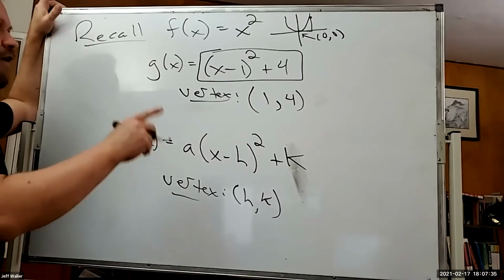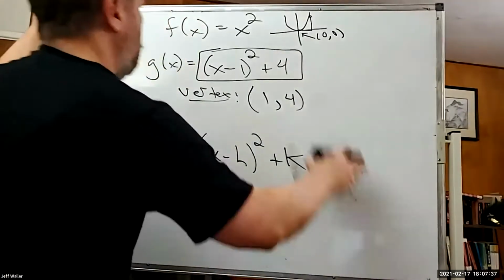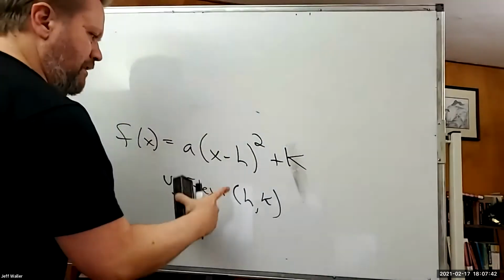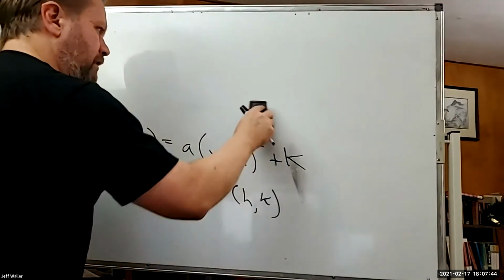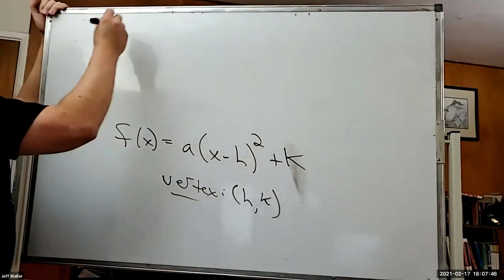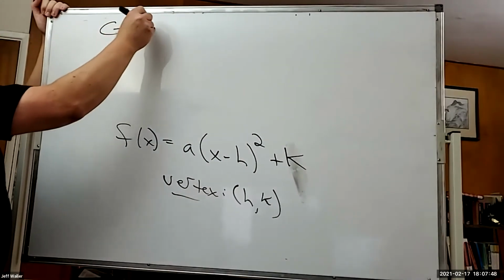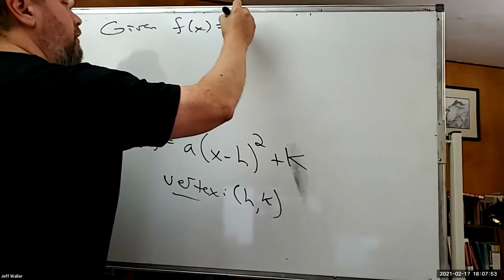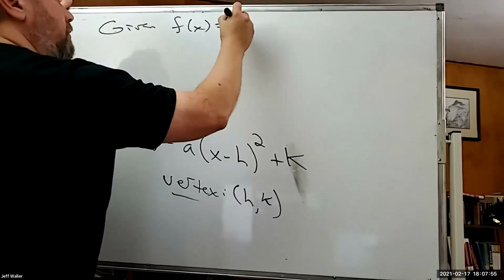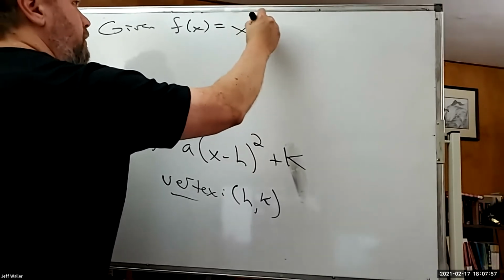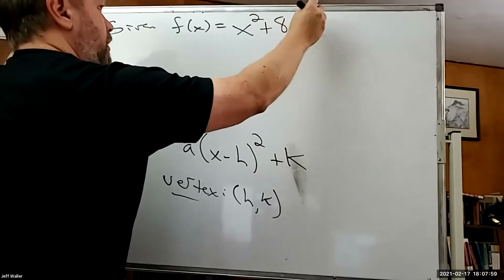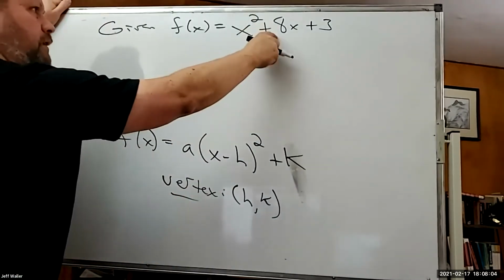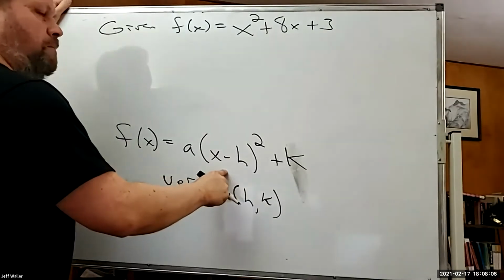So if I'm given a quadratic function that is not in this form, can I put it in this form? Yes. If I'm given a function that looks like this, sure. Well, let's see. All right, let's try to do 2 really quickly in succession. I'll do an easy one, and then I'll do a hard one. Can I put this in this form?